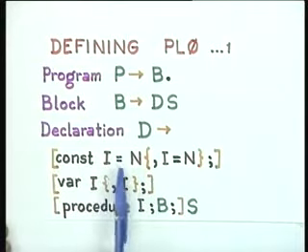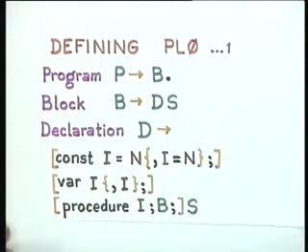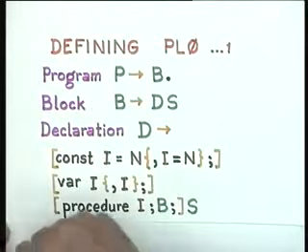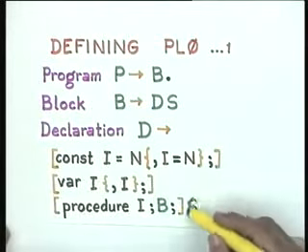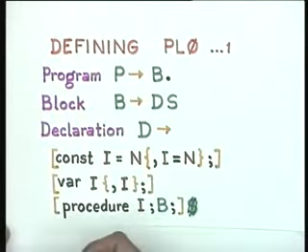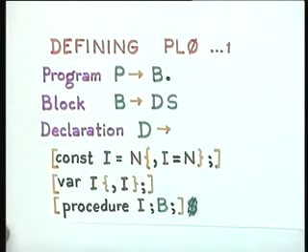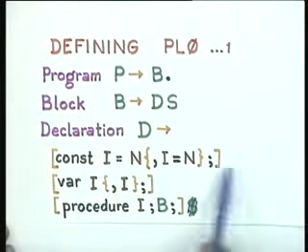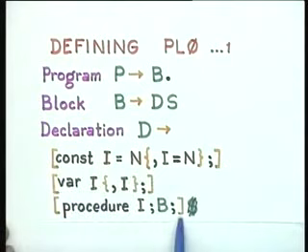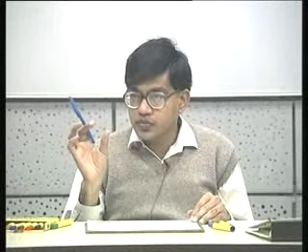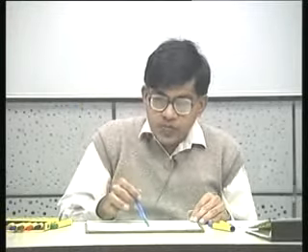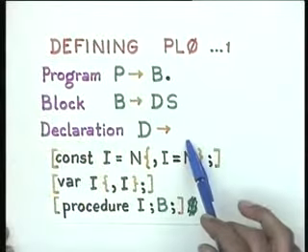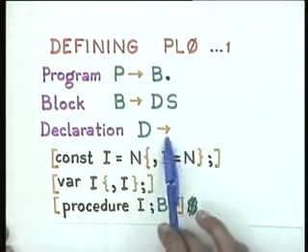I should not have written this. Sorry, let's erase this. We are just considering declarations. So declarations end here, and of course, since this is optional and this is optional and this is optional, you could have an empty declaration too. So this production implicitly allows the production D goes to epsilon.